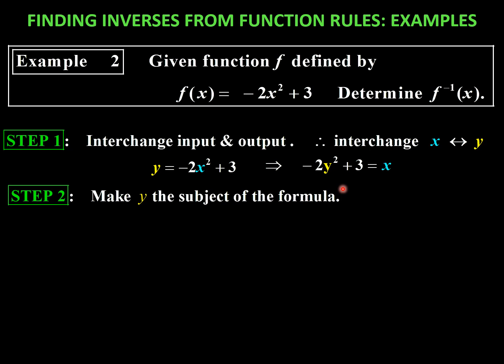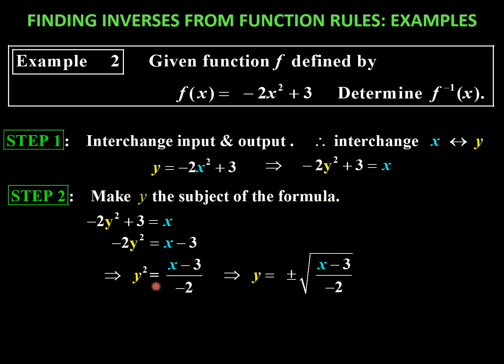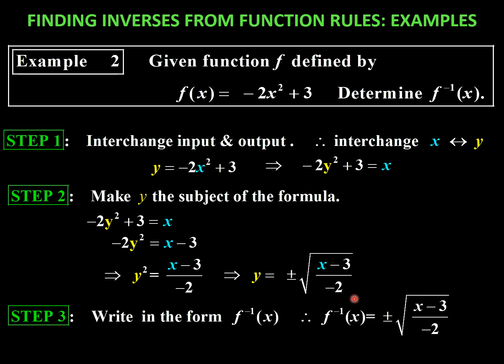Now we must make y the subject. In other words, we need to take negative 2y squared. So instead of adding 3, what do we do? The inverse, you subtract the 3. Instead of multiplying by negative 2, we divide by negative 2. Instead of squaring, we find the square root, and remember, it's plus or minus the square root. So there's the inverse relationship. And you can see this inverse relationship gives me two outputs. Therefore, this would not be a function.